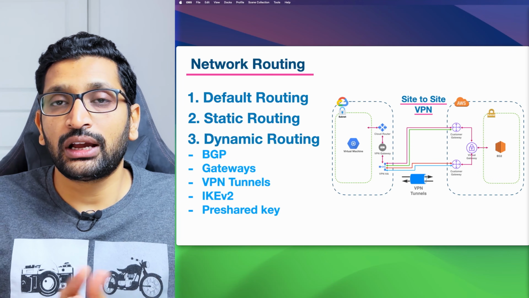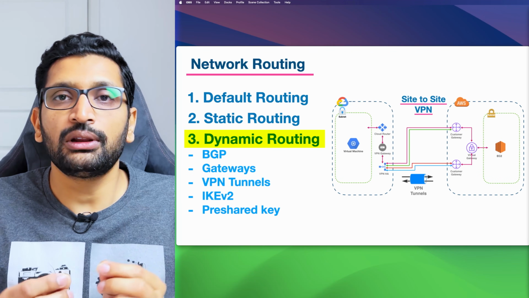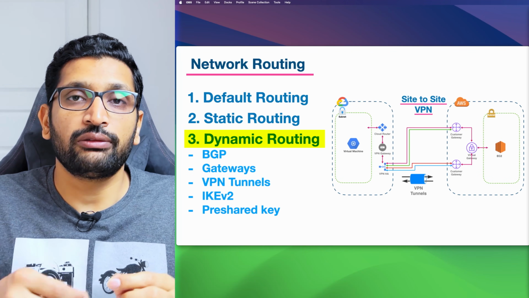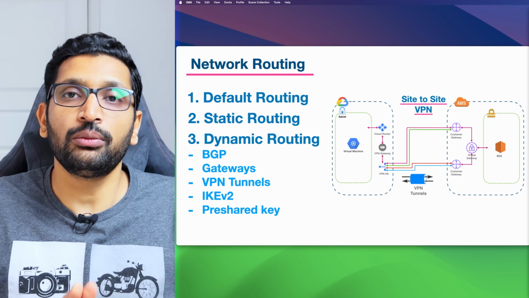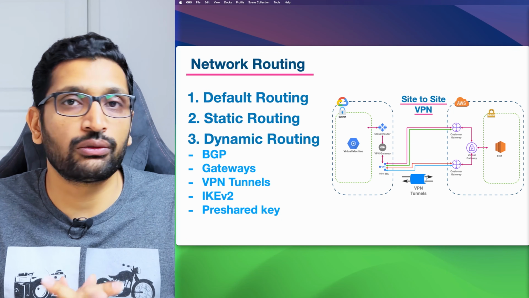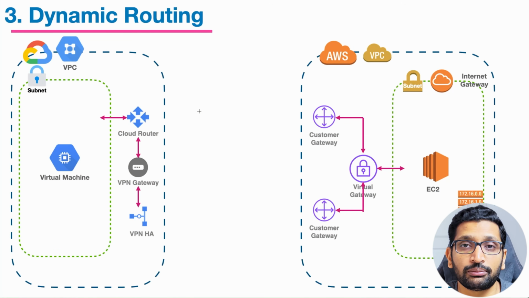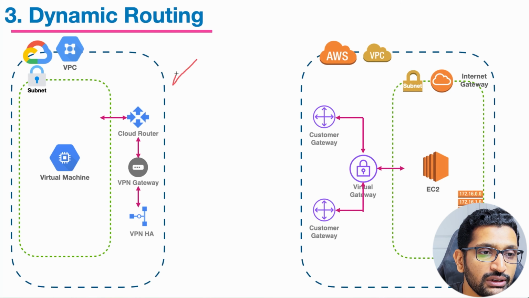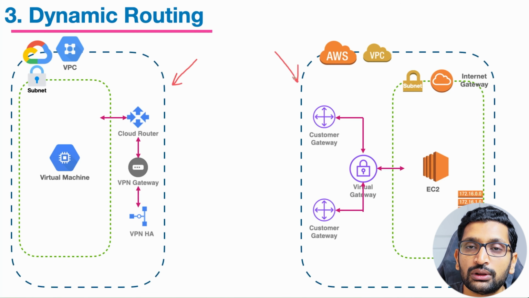Let's talk about dynamic routing. The principle of dynamic routing says that your traffic should reroute and adapt automatically without you making any manual changes to your network configuration. Let's simplify a bit: reroute and adapt automatically. Here on the screen, on the left-hand side we have a Google Cloud, and on the right-hand side we have an AWS Cloud.